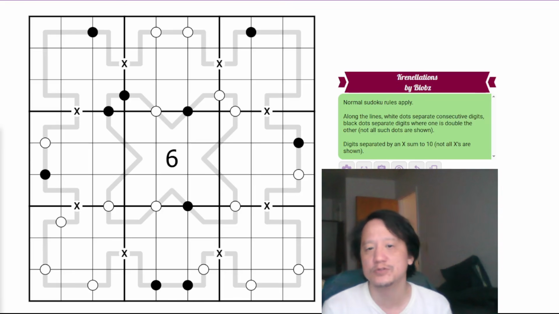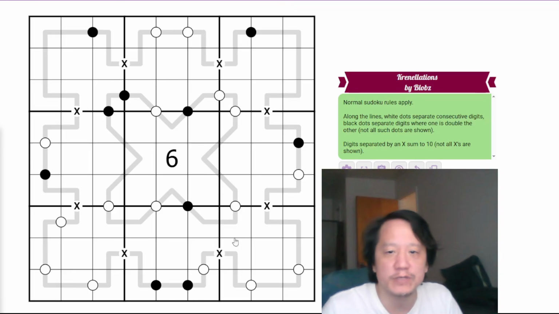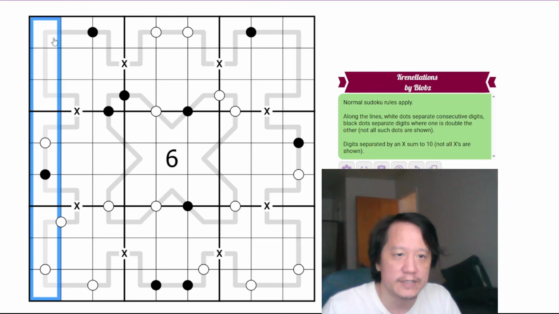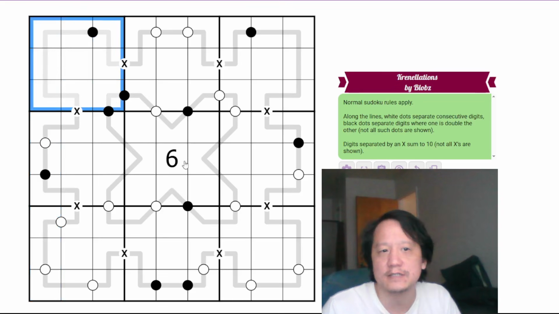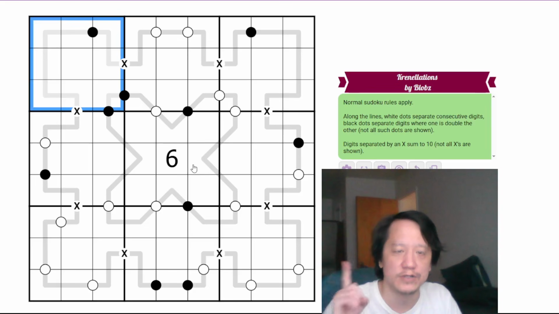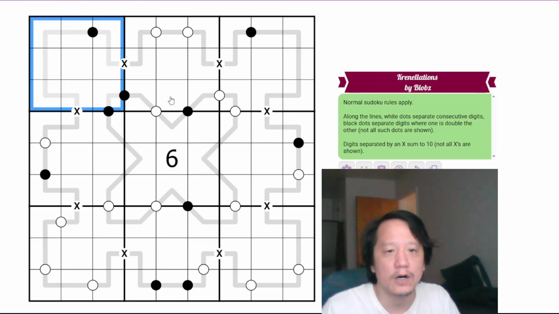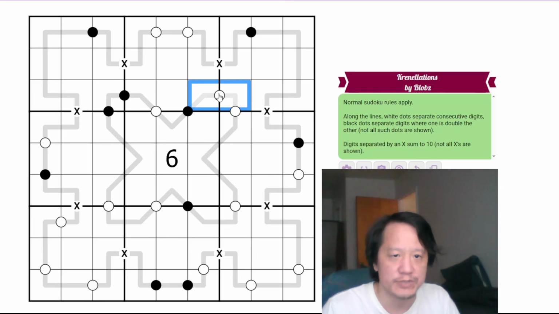Normal Sudoku rules apply, which means in every cell in the grid, place a single digit such that every row, column, and designated 9-cell region contains the digits 1 through 9 exactly once each. Along the lines, specifically, white dots separate consecutive digits, and black dots separate digits where one is double the other, and not all such dots are shown.